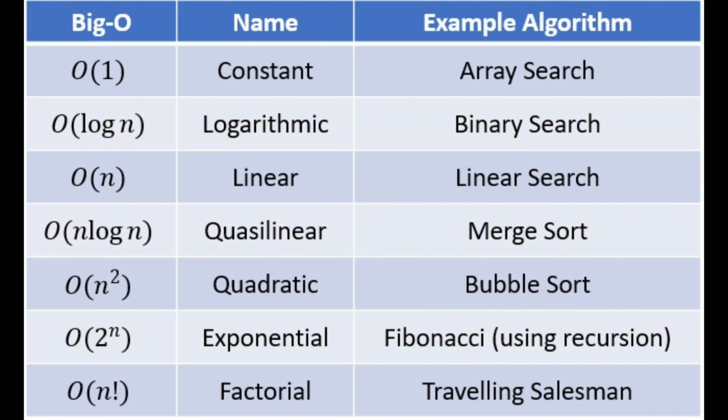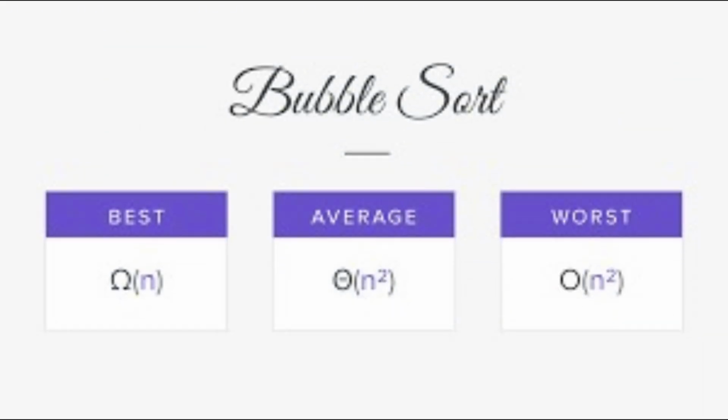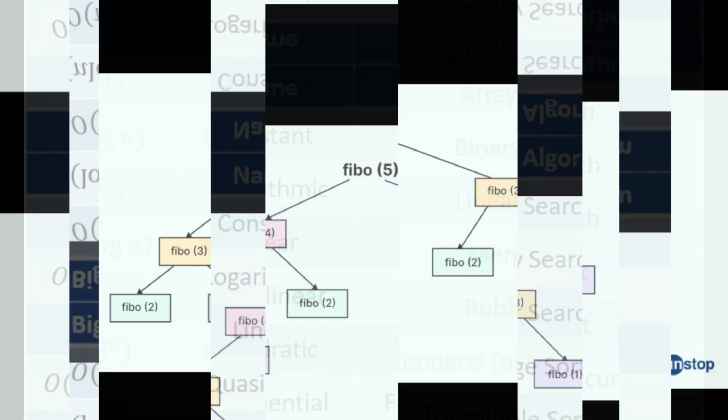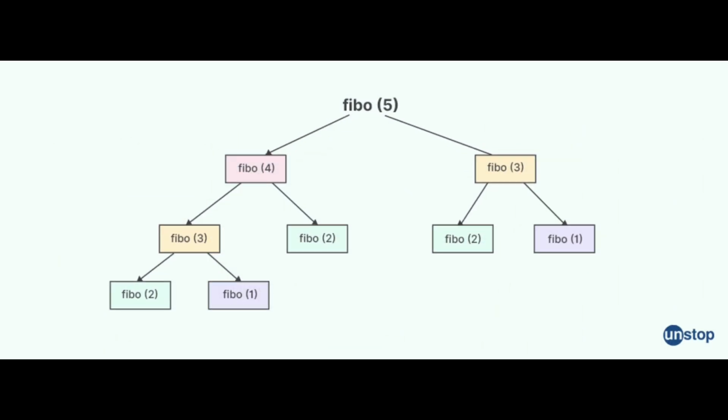Quadratic time complexity occurs when the execution time is proportional to the square of the input size. This is commonly seen in algorithms that involve nested iteration over the dataset, such as bubble sort. Exponential time algorithms have an execution time that doubles with each addition to the input size. These algorithms are often impractical for large datasets, such as the recursive solution to the Fibonacci sequence.